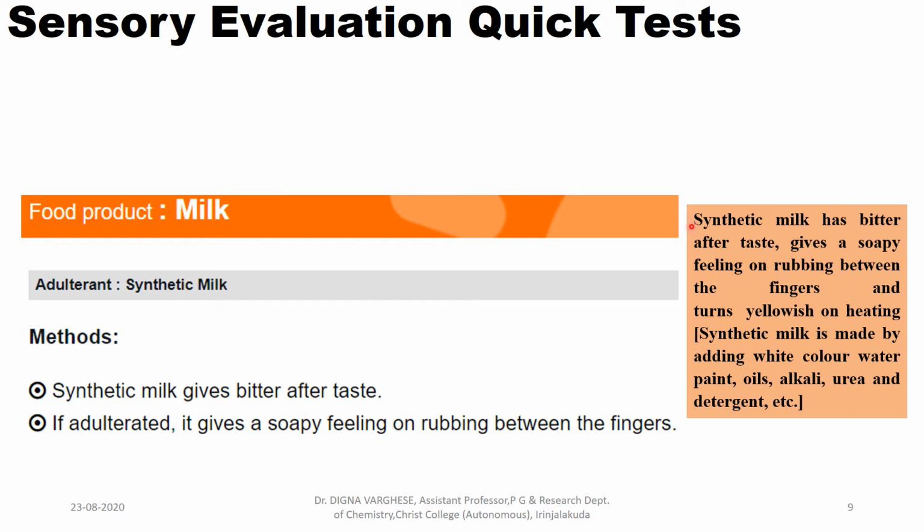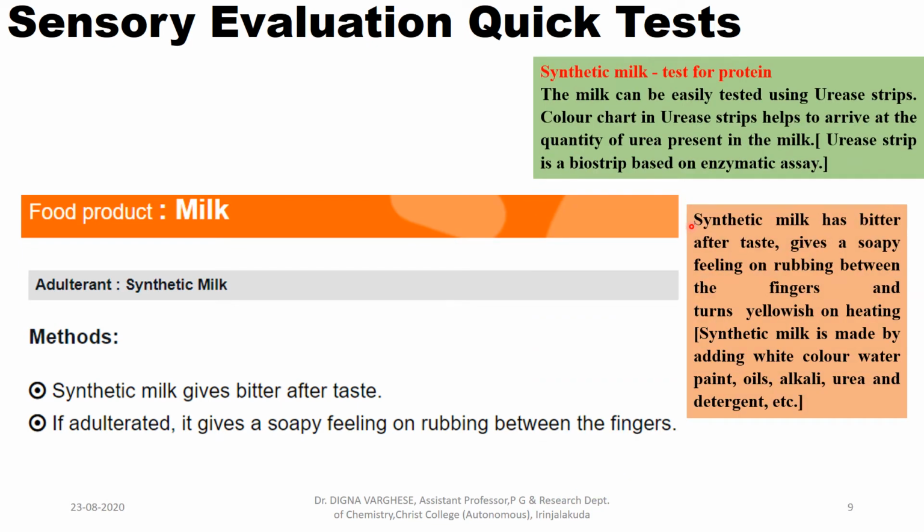Synthetic milk has a bitter aftertaste. It gives a soapy feeling on rubbing between the fingers. When we are heating the sample, the color changes to yellow. That will also indicate the presence of synthetic milk in the pure milk. Another test used for the presence of synthetic milk is the test for protein.